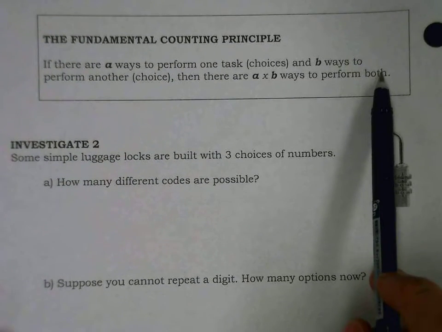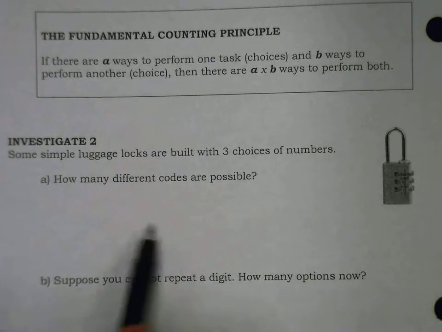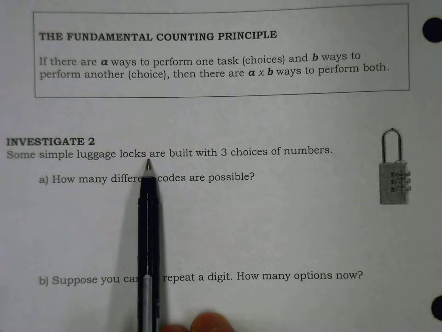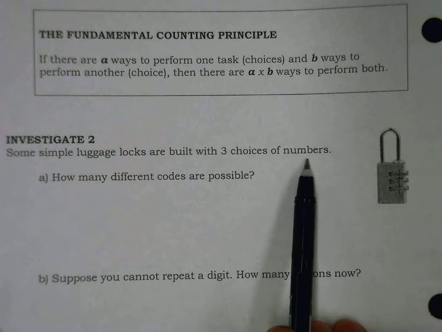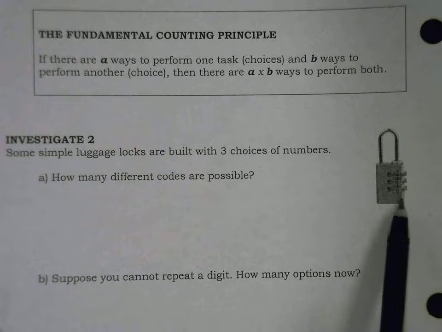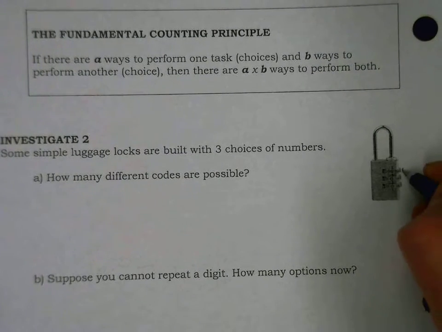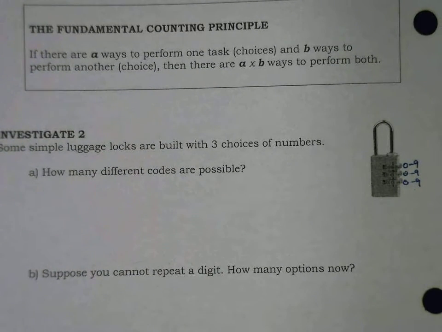So we can examine a few different examples today, and I'll start with one that is fairly logical. Imagine you have a simple luggage lock, and you were trying to get into it, and you forgot your combination. There are 3 choices for numbers on these 3 different tumblers that you can see. Each of these tumblers in this example has the option of 0 through 9, 0 through 9, and 0 through 9. How many different codes are possible if you forgot and needed to potentially attempt them all?